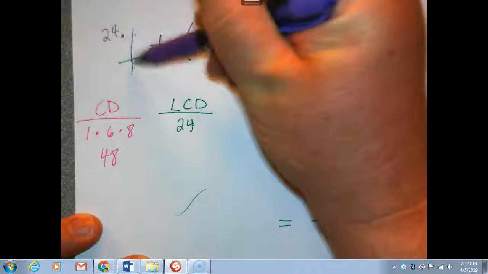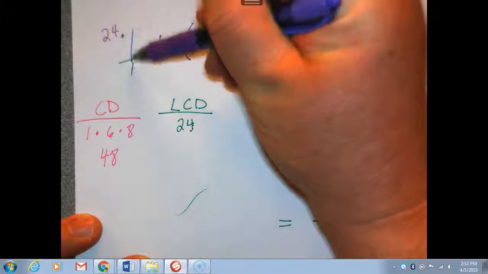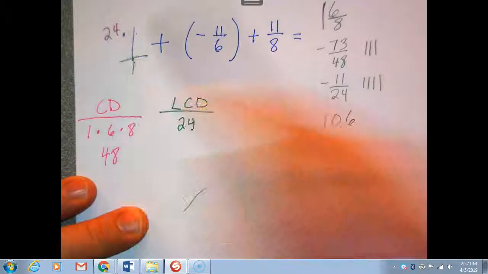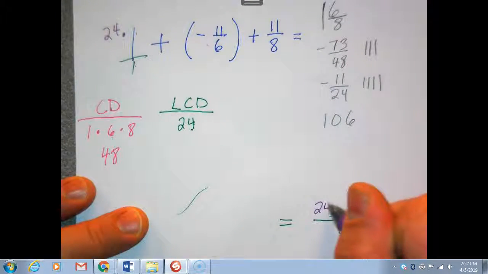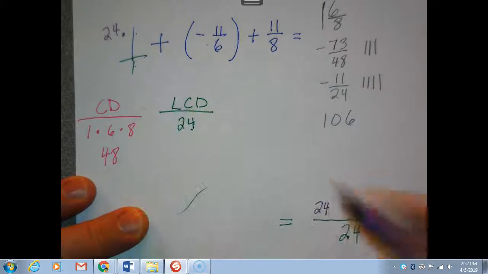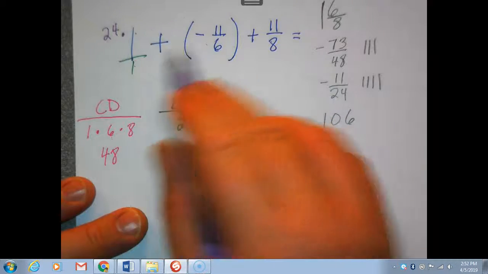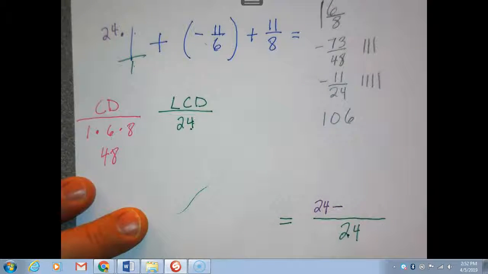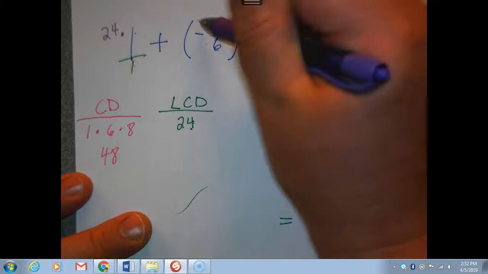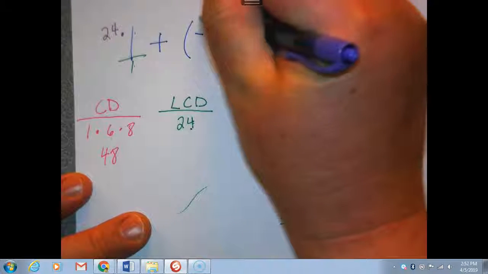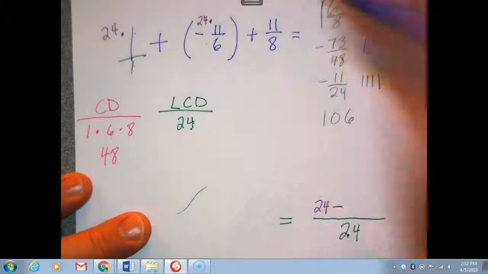Can I cancel anything out here? No, well, I could. It's 1, but it doesn't change anything. So 24 times 1. And we have a plus sign. Actually, a plus minus, what's that going to be? Negative. Okay, so I'm going to multiply this fraction by 24 over 24. I have the 24 already. So I need to multiply the numerator by 24.